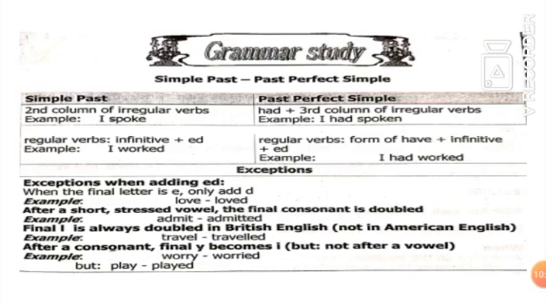Also, verbs that end in Y preceded by a consonant letter, we change Y into I before adding ed, like the verb worry. Worry ends in Y, preceded by R, which is a consonant letter, so we change Y into I before adding ed.